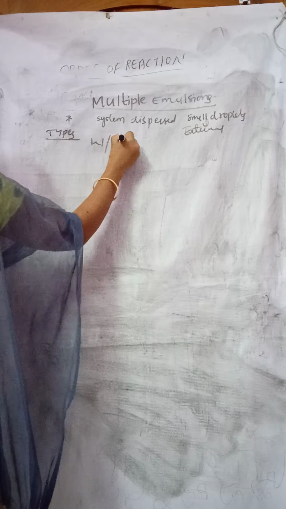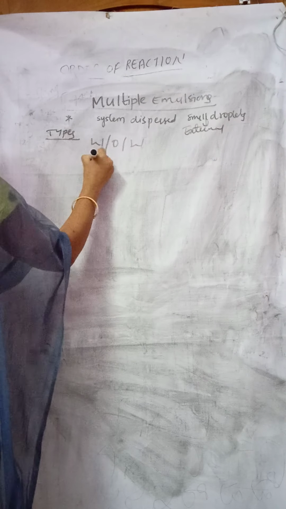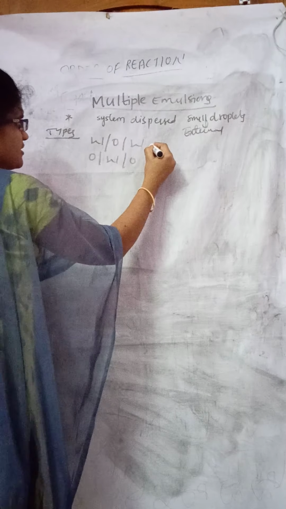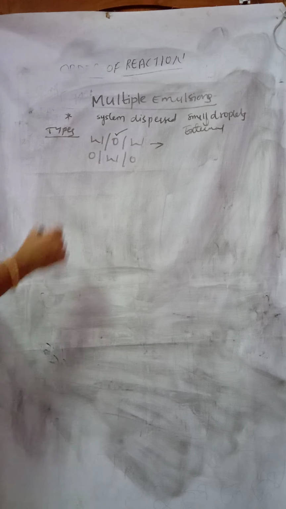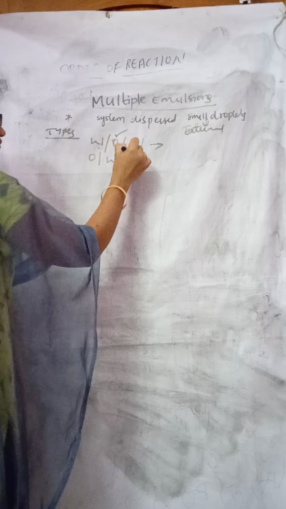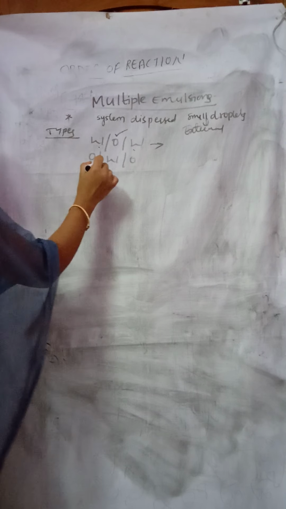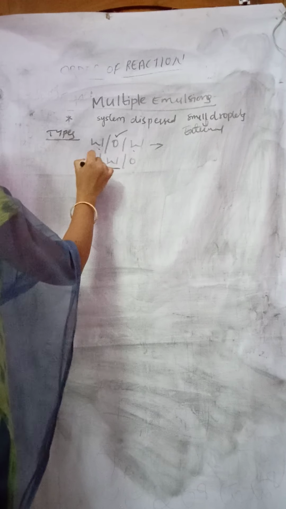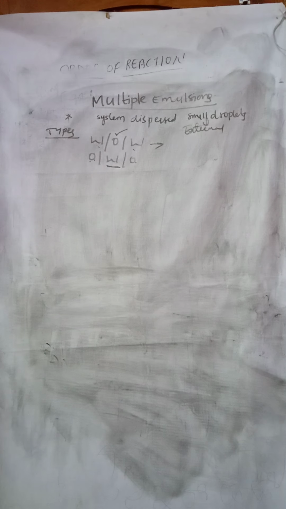Next we will see the types. Two types are there: water in oil in water, and oil in water in oil. If you see the first case, water in oil in water, the oil phase will separate these two. Whereas in the second case, the aqueous phase will separate the remaining two phases.